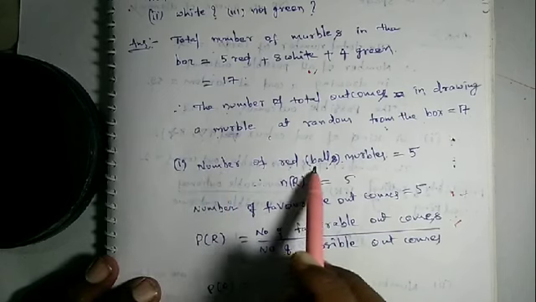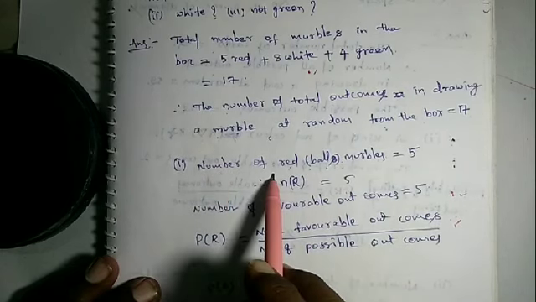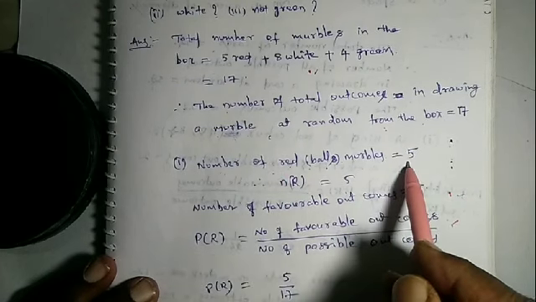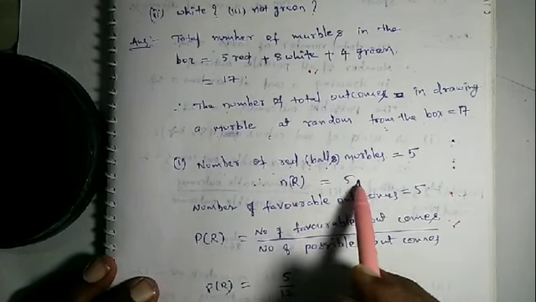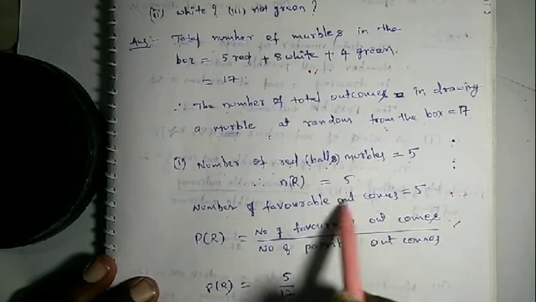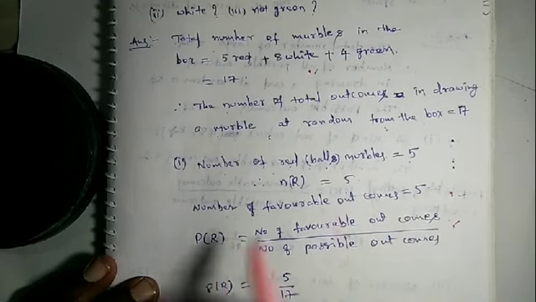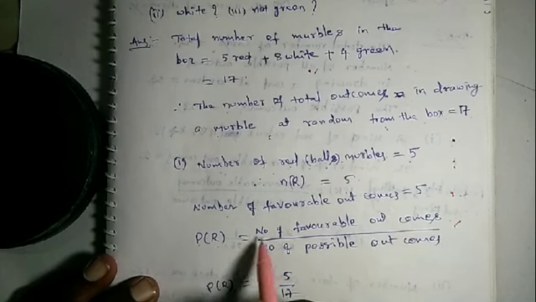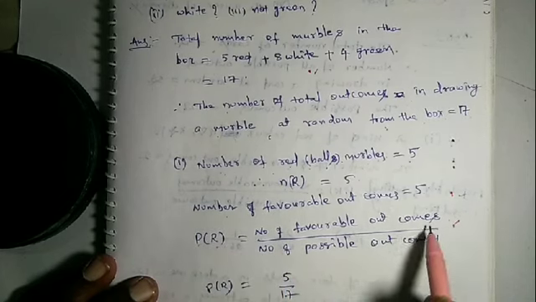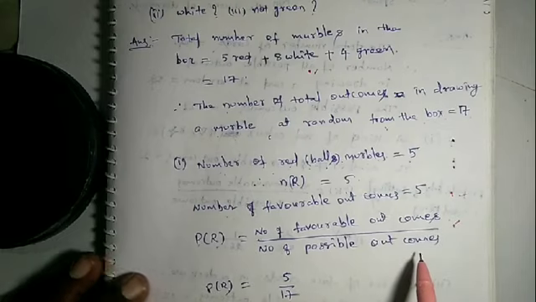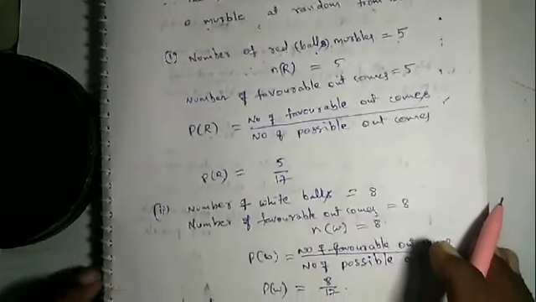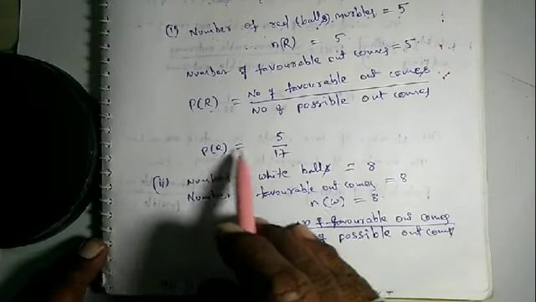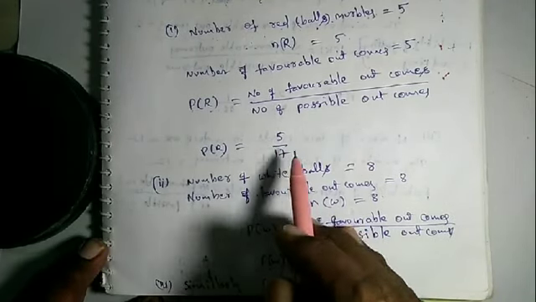Number of red marbles. This is the first question asked. The number of red marbles is equal to 5. The number of favorable outcomes is also 5. So, the probability of getting a red ball is equal to, this is the formula, number of favorable outcomes by number of possible outcomes. Now, substitute the values. Probability of getting a red ball is equal to 5 by 17.